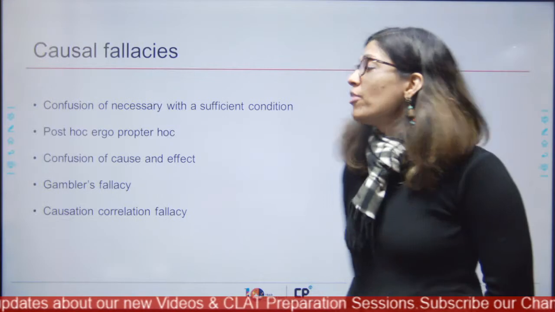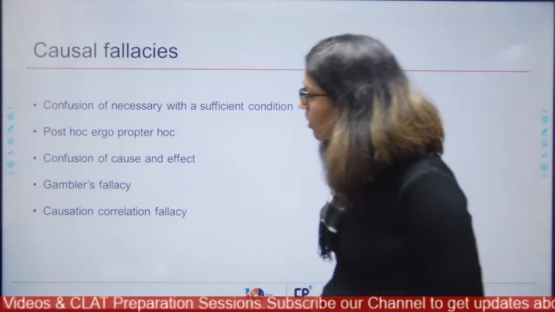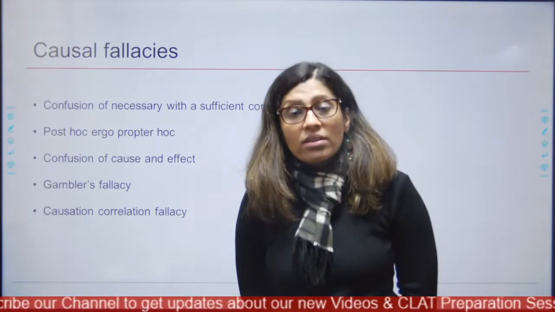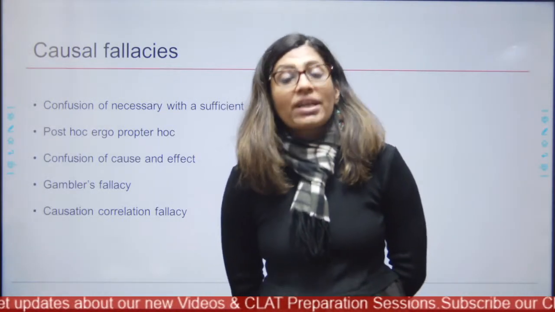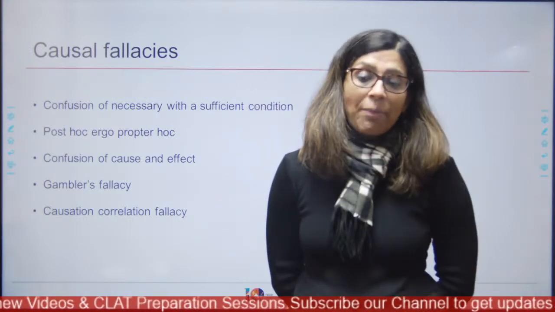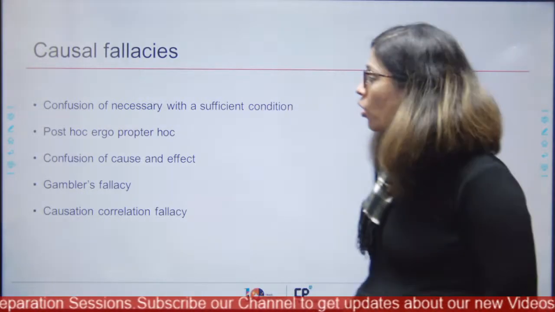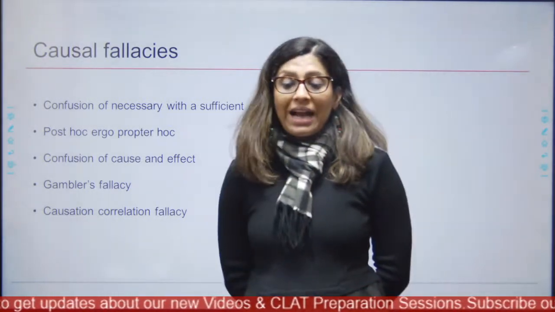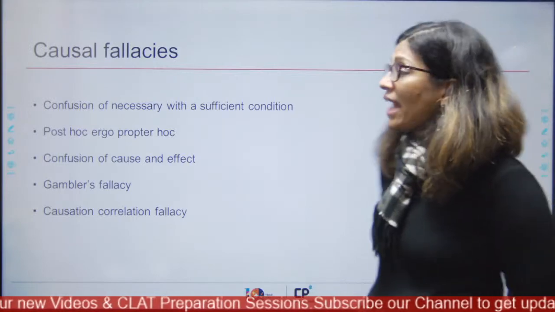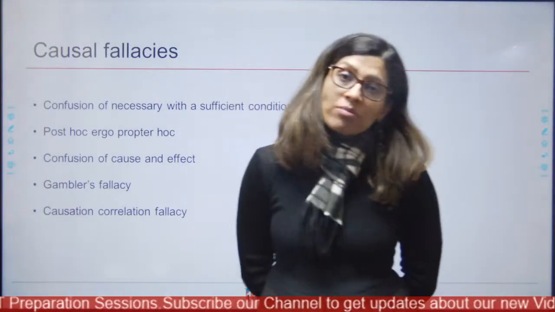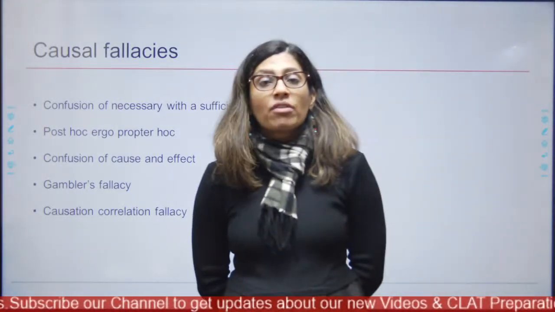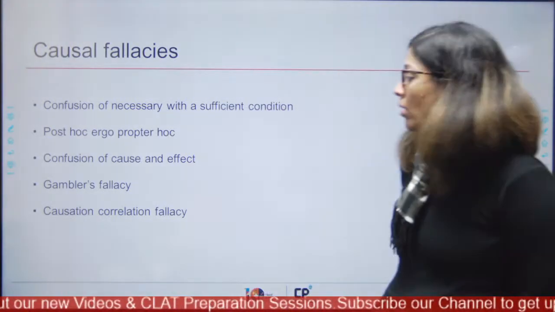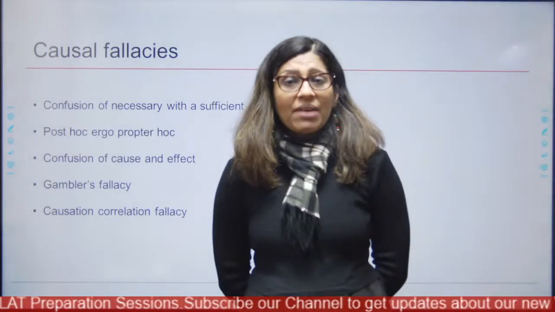Then we of course have post hoc ergo propter hoc. So something has happened afterwards, which means whatever has happened afterward is the effect of the cause which happened before. So post hoc ergo propter hoc we are going to take up at length. Then confusion of cause and effect. Many times you have done this in strengthen weaken, where the author confuses cause and effect with each other. And we have gambler's fallacy.